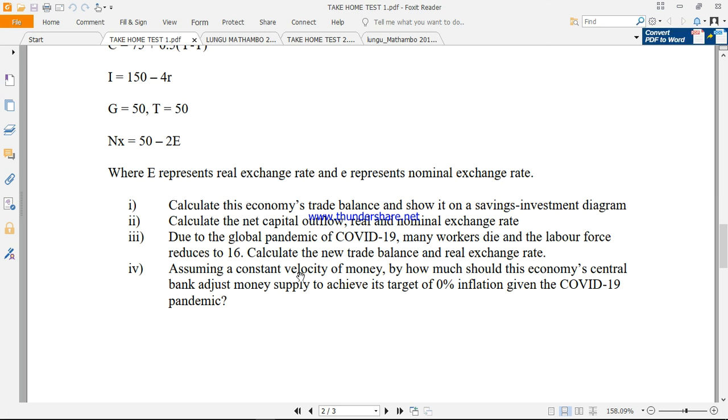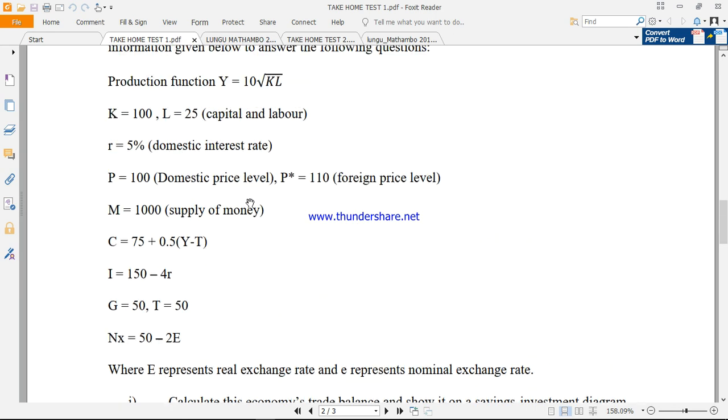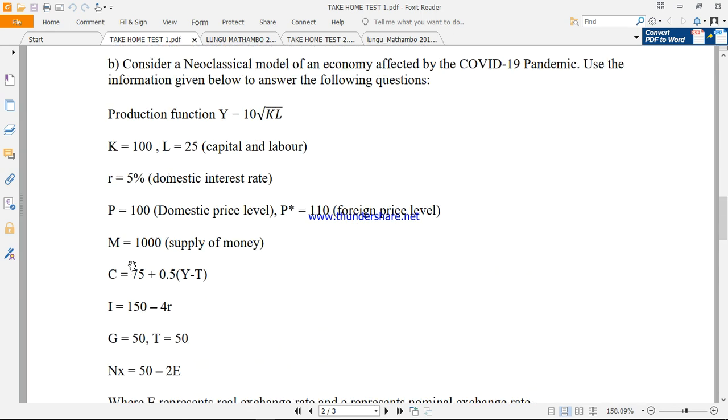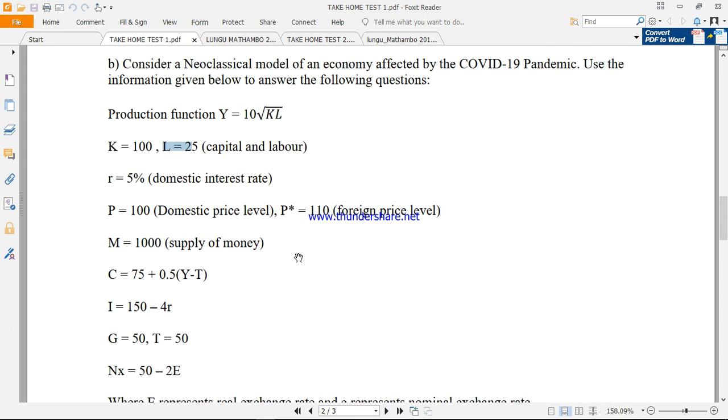Assuming due to the global pandemic of COVID-19, many workers die and the labor force reduces to 16. Calculate the new balance of trade. Well, the only figure that is changing in this case is L. Instead of it being 25, it's now 16. So we have to recalculate the level of output and everything.